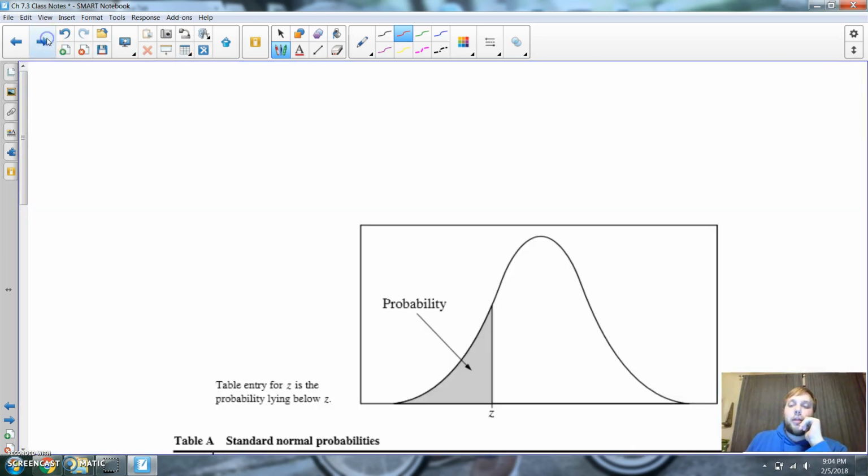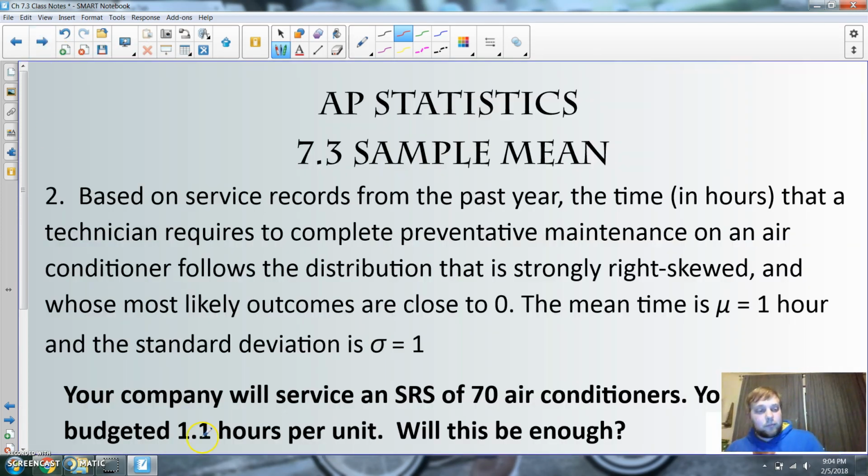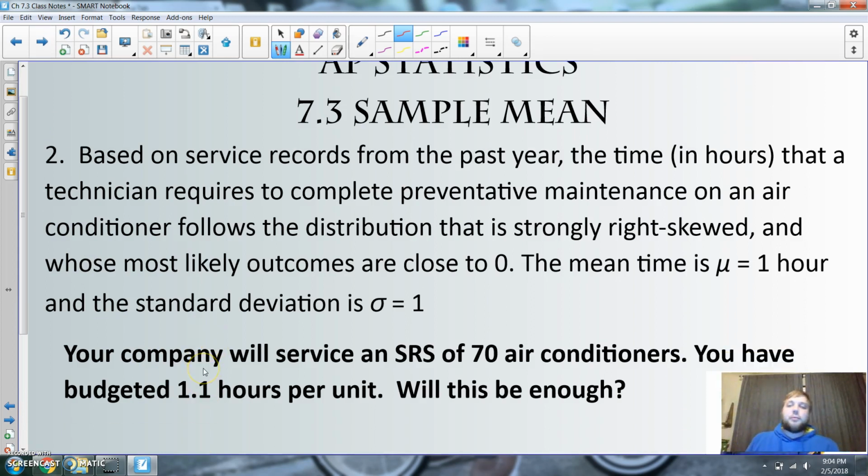All right, let's do another story problem. This one will be our last. Based on service records from the past year, the time in hours that a technician requires to complete preventative maintenance on an air conditioner follows a distribution that is strongly skewed to the right. That's skewed to the right. Most likely outcomes are close to 0. So the mean is 1, and the standard deviation, we'll just go SD, is also 1.